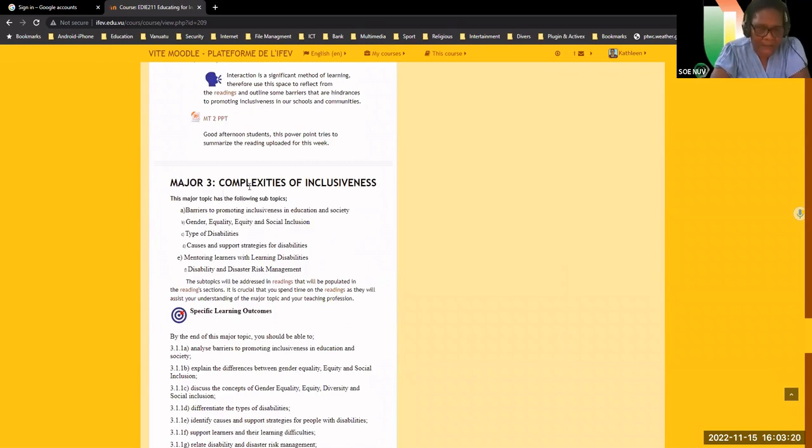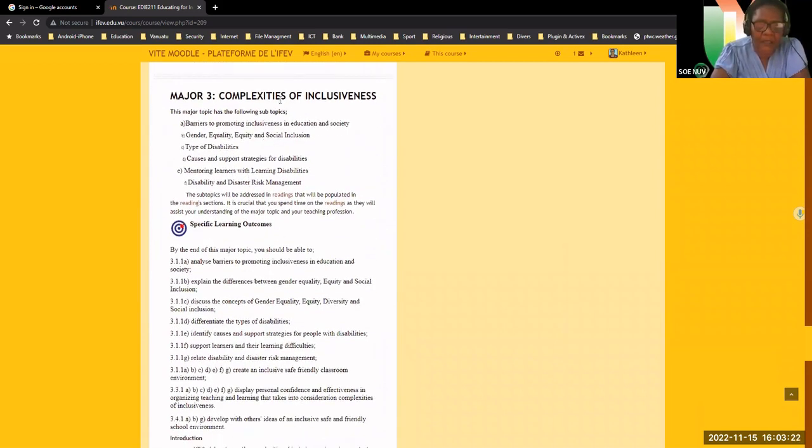Okay, major topic 3 looks at the complexities of inclusiveness. We have the subtopics: barriers to promoting inclusion. What are some barriers that hinder inclusiveness in our education system and society? And then we look at what makes inclusion happen. We also have gender equality, equity, and social inclusion.